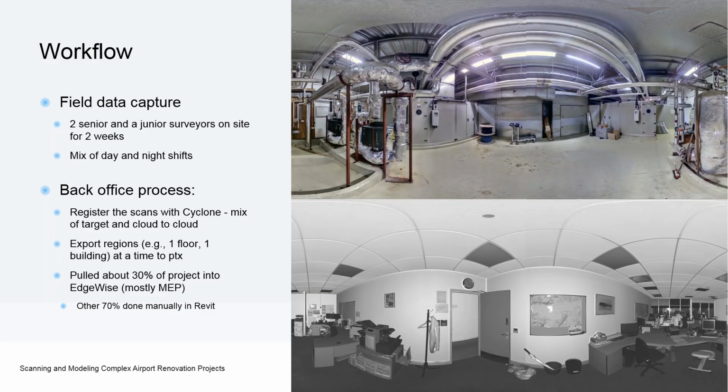As I said before, we didn't model the entire airport. We modeled about 30 to 40% of it in Edgewise. A lot of that was the MEP areas. The areas that weren't modeled in Revit were mostly things that are not ideal for automated extraction, things like curtain walling, architectural columns, that sort of thing.